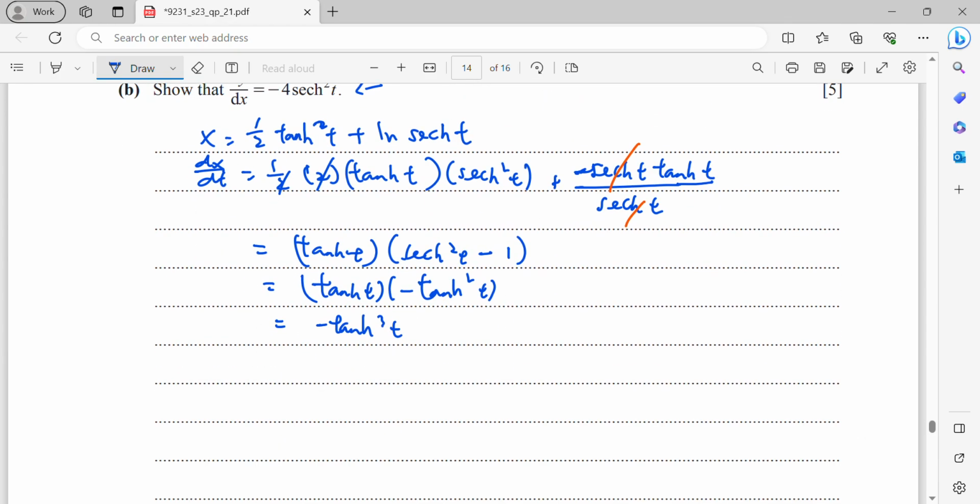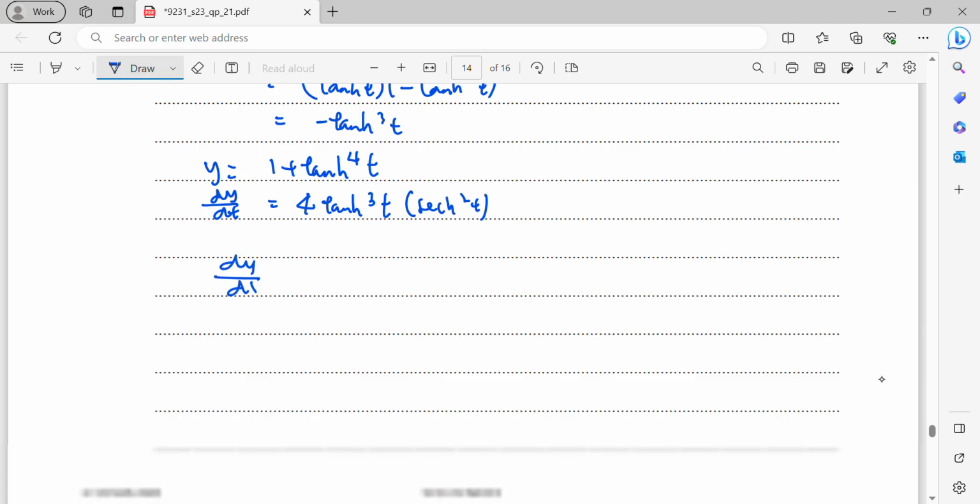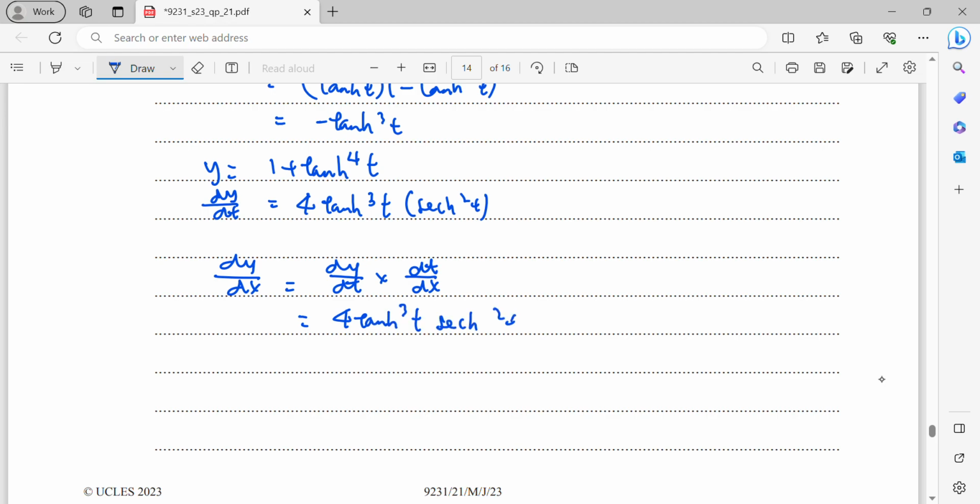Therefore, you are getting negative tangent cube t. So now for the y, 1 plus tangent to the power 4 t. So your dy/dt is going to be 4 tangent cube t and then secant squared t. So now your dy/dx will be dy/dt times dt/dx, which means you are getting 4 tangent cube t secant squared t over negative tangent cube t. So then you will get negative 4 secant squared t. Okay, that is the solution.